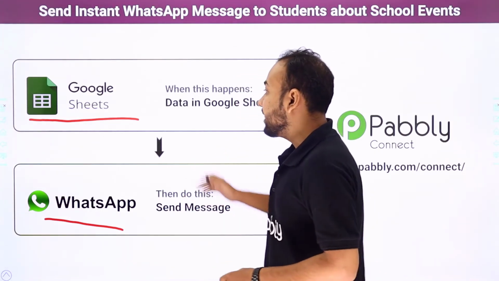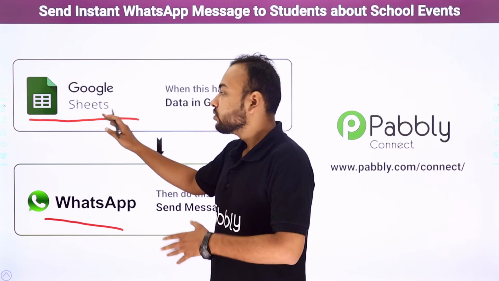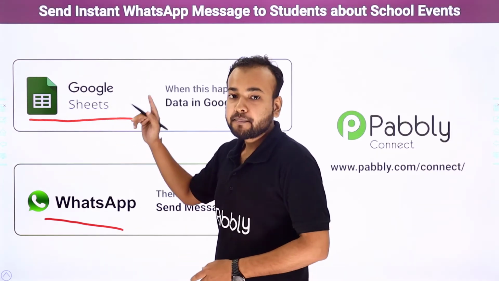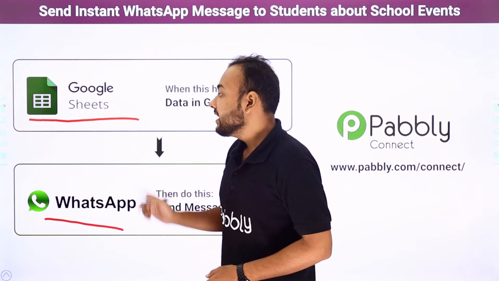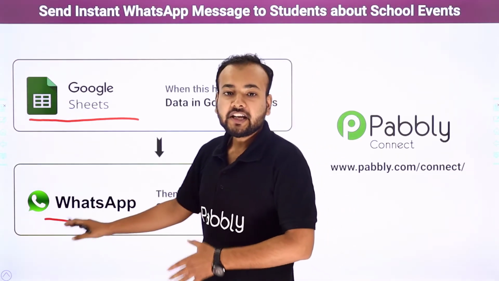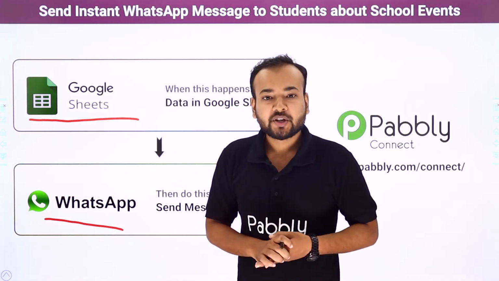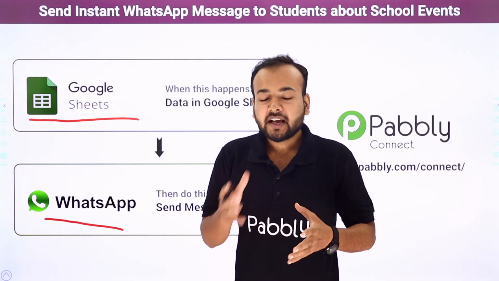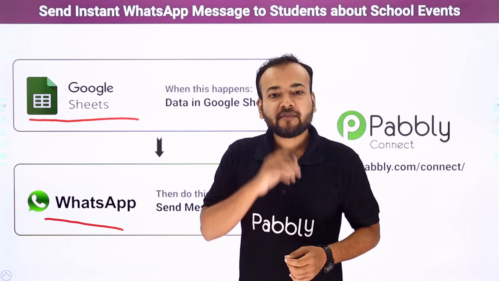Now, to send updates to your students about the upcoming school events, you have two ways. One is to manually sort out the data of your students from a Google Sheet and then see in another spreadsheet the upcoming school events, and then manually compile a message on WhatsApp for each and every student of yours. This process can be very tiresome, time consuming and problematic. So we have a better way for you.